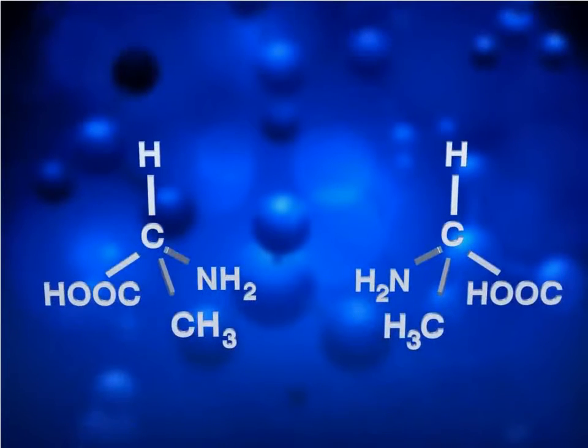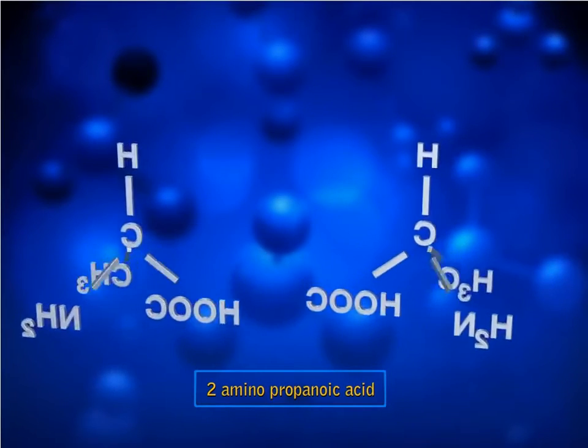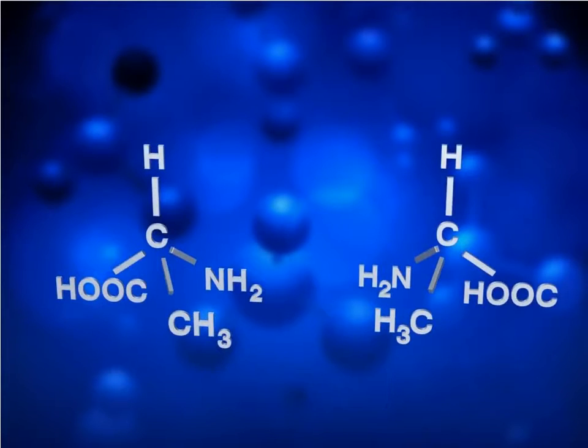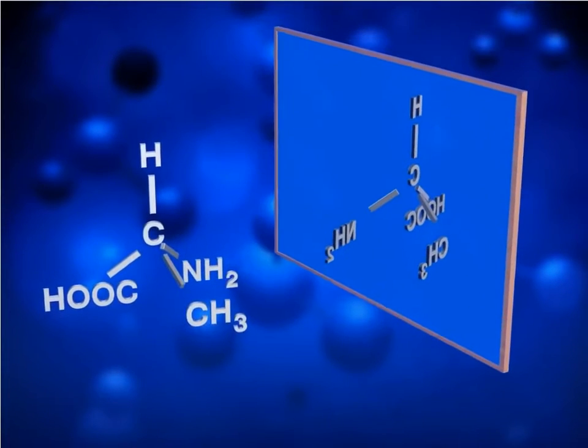The structures of the two molecules in the third set are the same. That is, the atoms are linked in the same way, but their arrangement in space is different. The molecules are mirror images of each other.